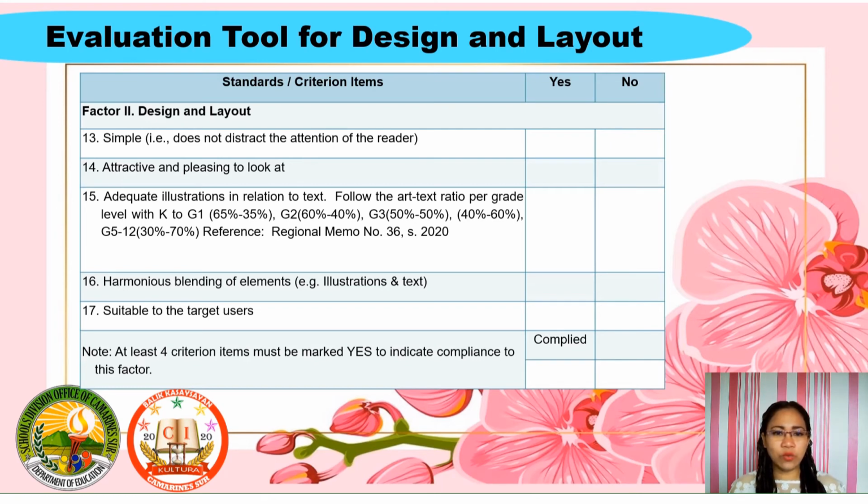For the kinder to grade 1, it should be 65% to 35%. For grade 2, 60 to 40%. Grade 3, 50 to 50%. Grade 4, 40 to 60%. For grade 5 to 12, 30 to 70%. Reference of this is the Regional Memo number 36, Series 2020. Then, it should have harmonious blending of elements such as illustrations and text. And it should be suitable to the target user. At least 4 criterion items must be marked yes to indicate the compliance to this factor.